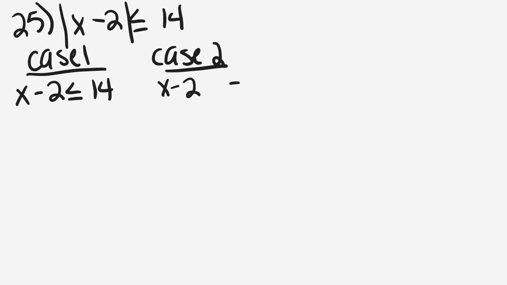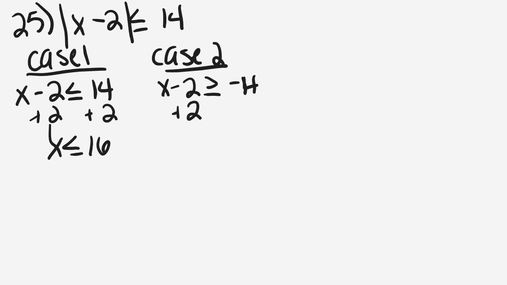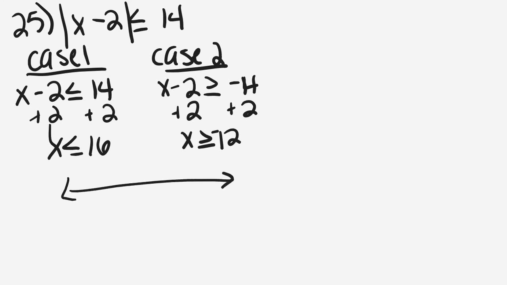Now, case 2 is going to be the negative version. So there's our negative 14. Since we changed the sign, we have to change the alligator. All right, now we solve each side. So we do plus 2 over here, plus 2. We get x is less than or equal to 16. We do plus 2, plus 2. We get x is greater than or equal to negative 12. All right, let's go ahead and graph that.